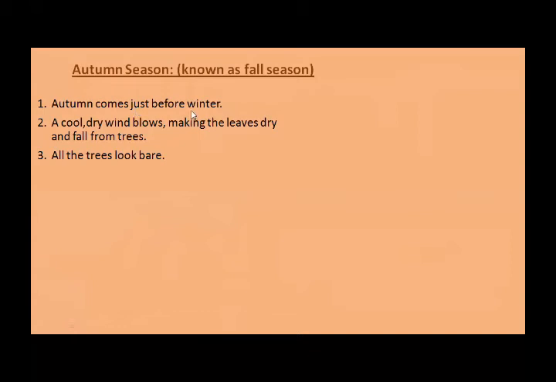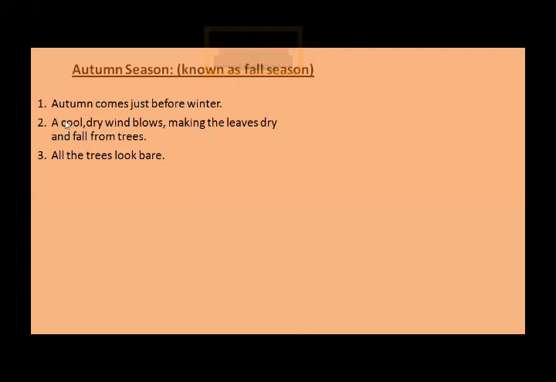Okay, beta, we talk about the sequence of the seasons. The first season is spring, then summer, then autumn, then winter. So autumn season is in between the summer and winter.